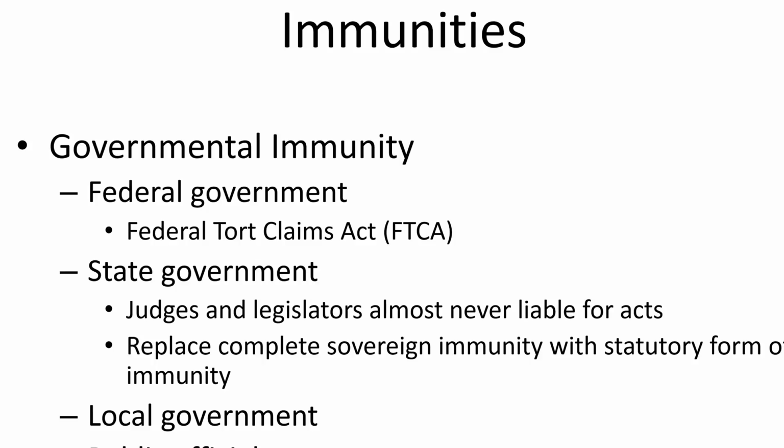And in terms of state government, judges and legislators are almost never liable for their acts, for similar reasons: to encourage them to act competently in their jobs and to not be afraid to make tough decisions that are within their scope of duty in fear of being sued. So they have immunity for that reason. So sovereign immunity has almost all been abolished from state government, but it's been replaced with the statutory form of immunity, again, which protects judges and legislators.